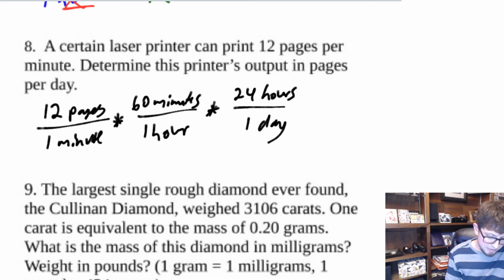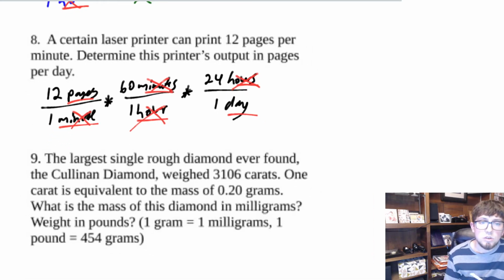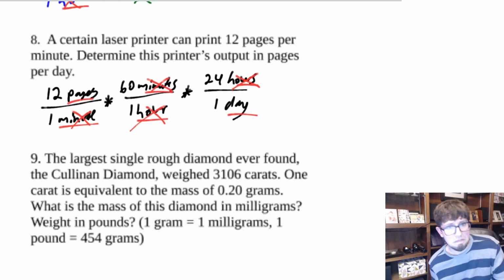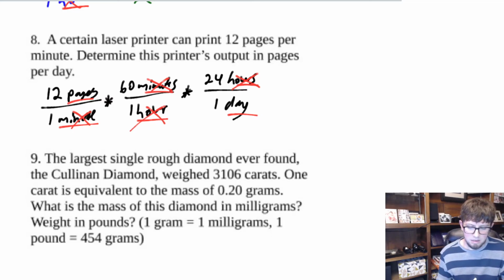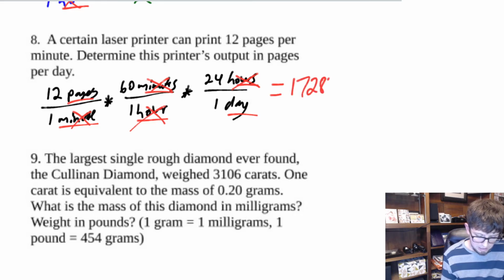I'm carefully lining this up so that I have minutes and minutes that go away, 1 on top, 1 on bottom, hour and hour that go away, 1 on top, 1 on bottom, and I'm left with pages per day. So I just multiply straight across, 12 times 60 times 24, and that is 17,280. And that is the pages per day.